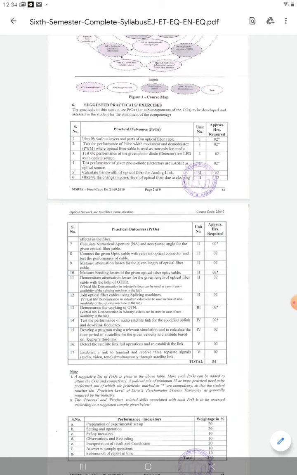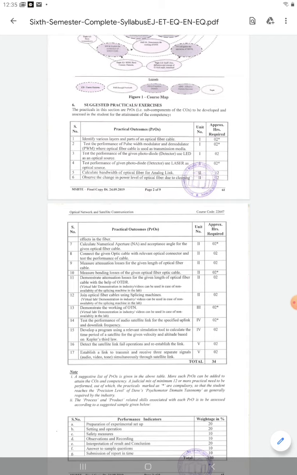The first practical is related to the identification of various layers and parts of optical fiber. In this practical we are going to discuss the different layers of optical fiber, what exactly we mean by the core, what is cladding, etc. Then in the second practical, we are testing the performance of a pulse width modulator and demodulator with the help of optical fiber.